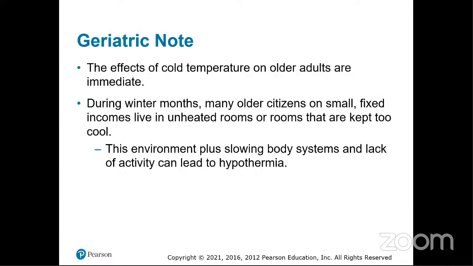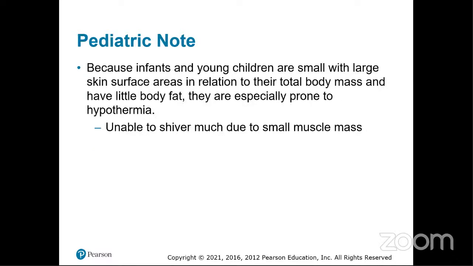Same thing, the effects of cold temperature on older adults are immediate. Same thing with children. Like a newborn, the fastest way you're going to get them in trouble is if you don't put a hat on them to control their body heat. And it is a sad fact that in the winter, and I think this winter is going to be brutal, they live on fixed income and they have unheated rooms or rooms that are kept too cold, so they just can't afford to do it. Environment plus slow body systems can lead to hypothermia. I really worry about that one this winter for us.